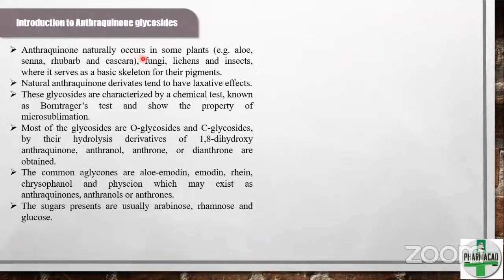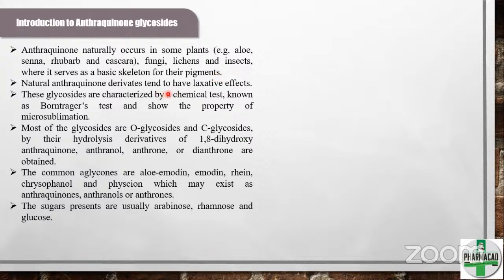Now anthraquinones naturally occur in some plants like aloe, senna, rhubarb, cascara, fungi, lichens and insects, where they serve as a basic skeleton for their pigments. So anthraquinones are also present in fungus or insects, where they serve as a basic skeleton for their pigment. Natural pigment means what? Color. So color is due to what? Anthraquinone.